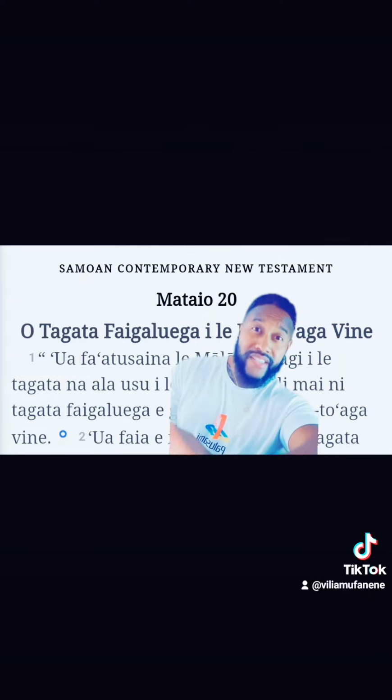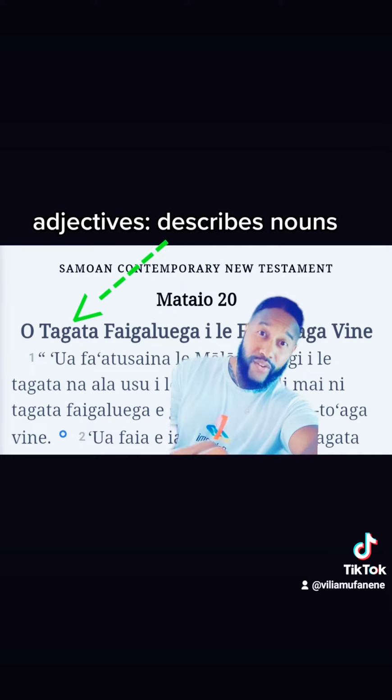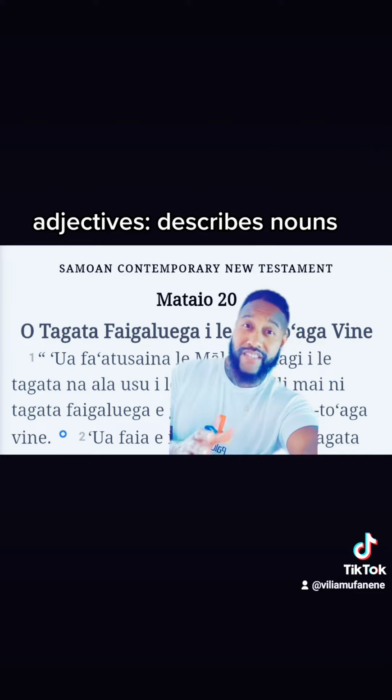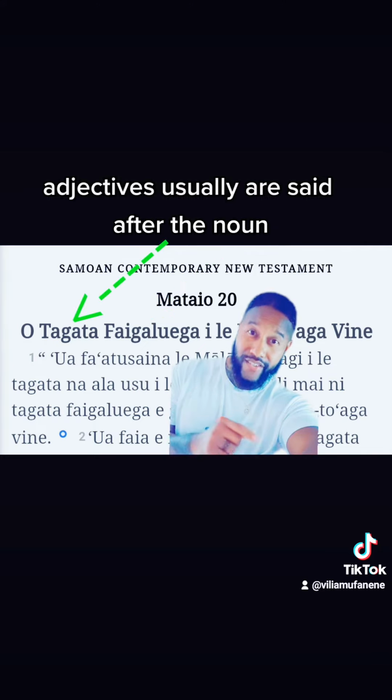Since the Tusipaia is very descriptive, you're going to see a lot more adjectives, and adjectives describe nouns, and you're going to see a lot of adverbs. Adverbs describe verbs. And almost always, not every time, the word that describes the word, like an adjective, is going to come after the noun.